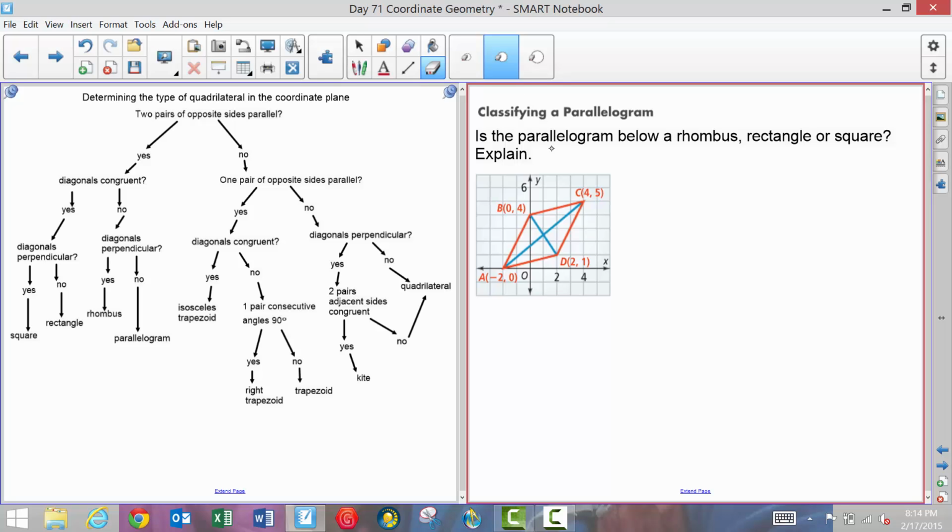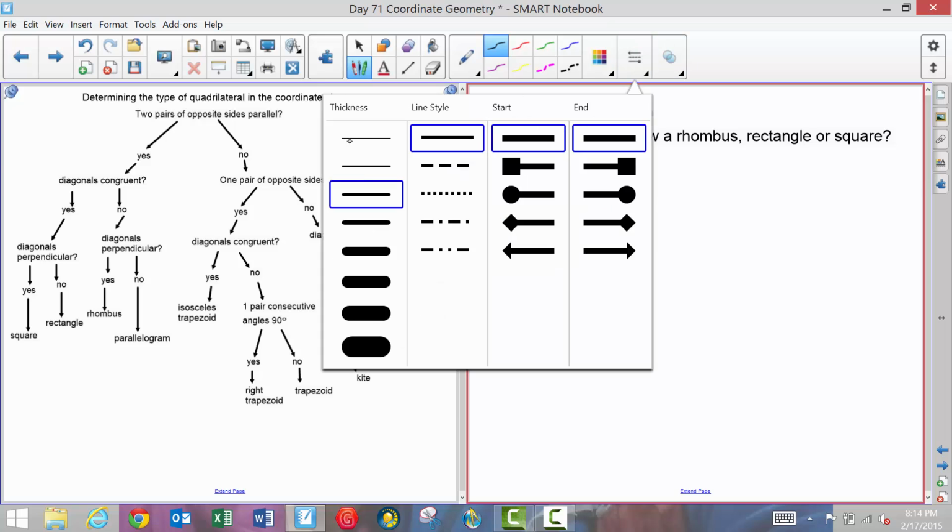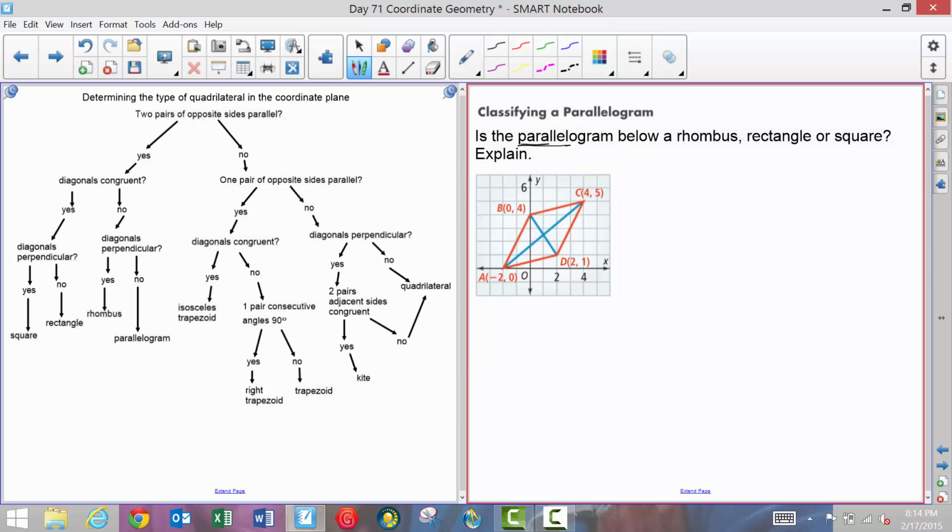So here we go. First example, I want to classify the parallelogram. So since I already know it's a parallelogram, I already know that opposite sides are parallel. So using my flowchart over here, opposite sides are parallel, yes. How do I know? Because it's already a parallelogram. Parallelogram is on the first yes column side of the flowchart. So again, to reiterate, the question says, is this a parallelogram, a rhombus, rectangle, or square? Well, since I already know it's a parallelogram, I don't have to find the slopes of all four sides.